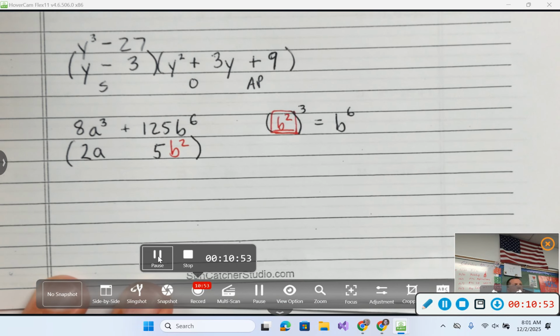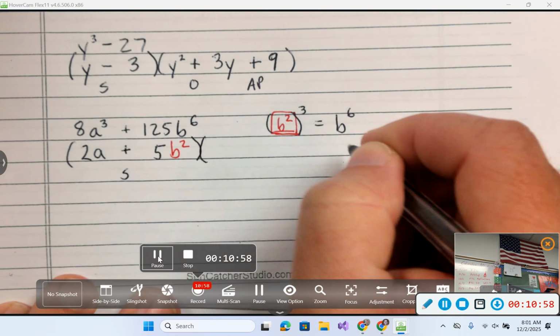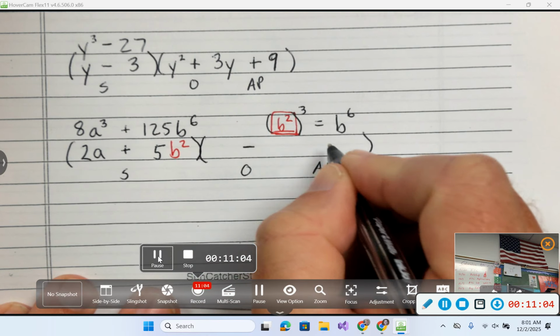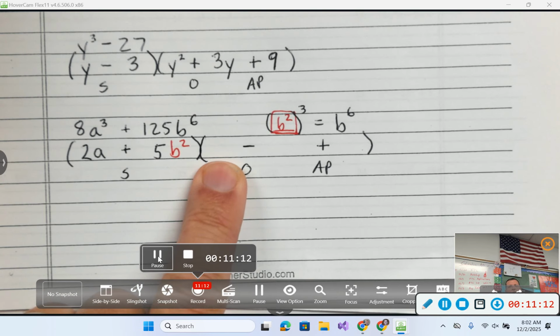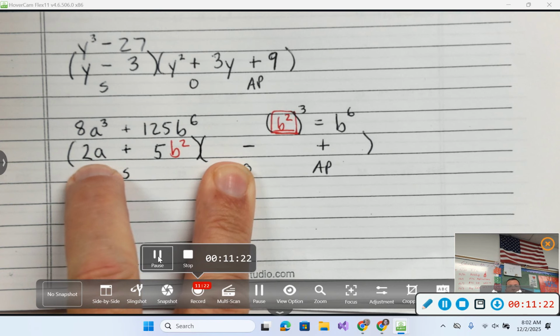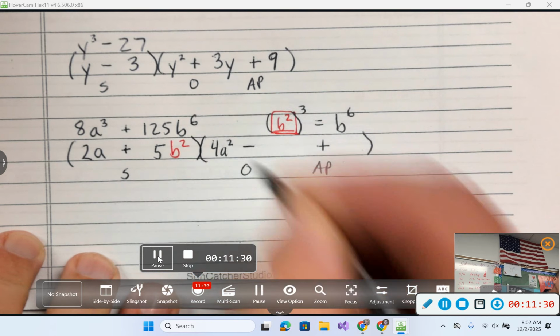And what sign should I use in the middle of those? Plus, because we used the same sign that we started with. Same, opposite, always positive. Set that up first. What goes in the first blank? How do I figure out what goes in the first blank? Oh, we're looking at this. Square the first thing. What happens when I square 2a? 4a squared. Make sure you square all of 2a, so 4a squared.